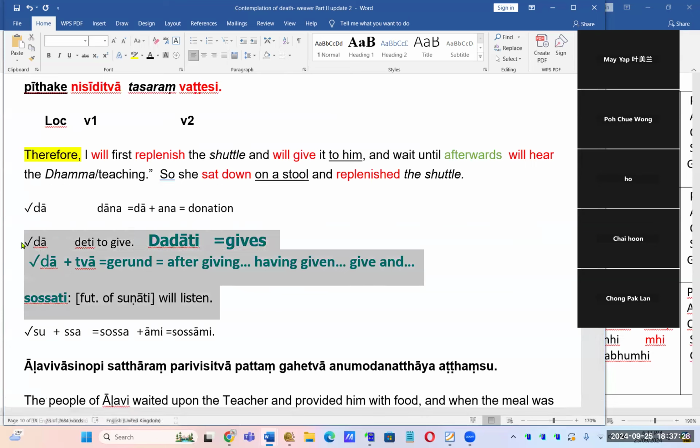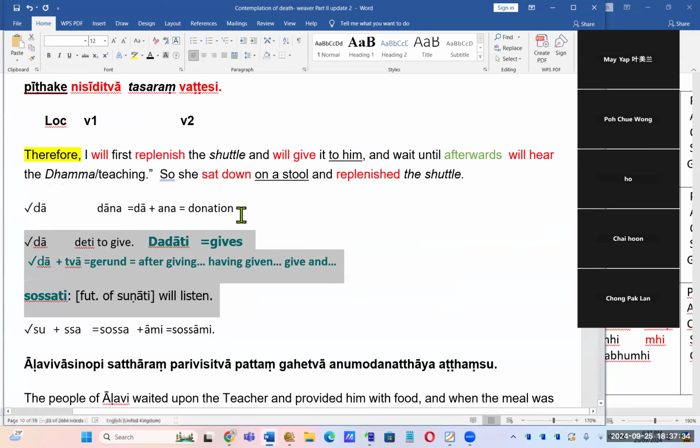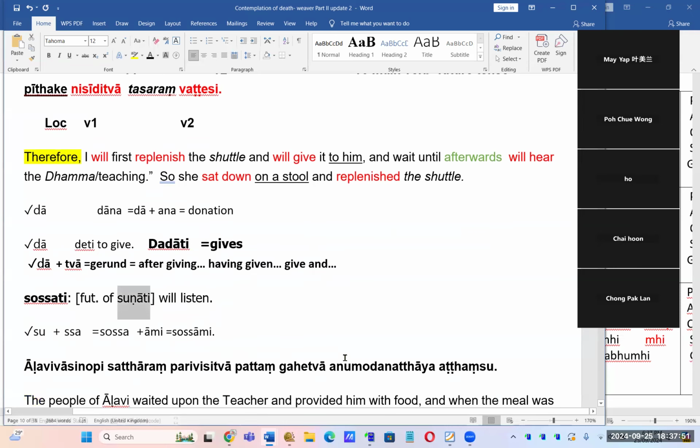All right. So this sentence is actually very simple. You only see a few things, most of the words we have seen before. What's different now is the "sosami," all right? Besides "sosami," another one will be if you have this "sunati," then maybe you just put the "isami." "Sunisami" also can. "Sunisami" also means future tense, I will listen. But then we check which is more popular.